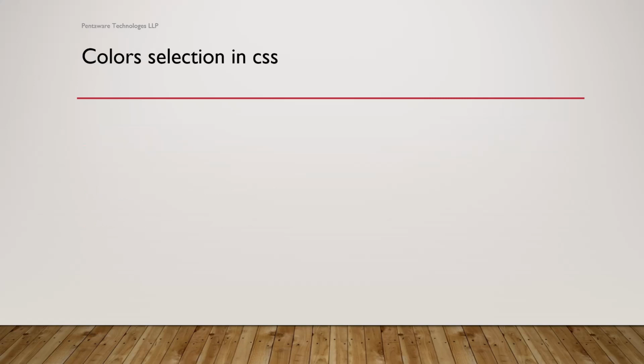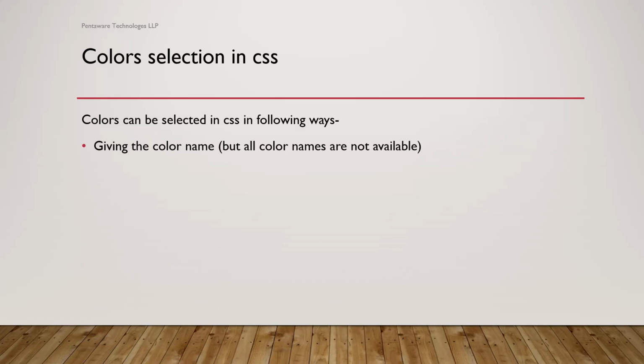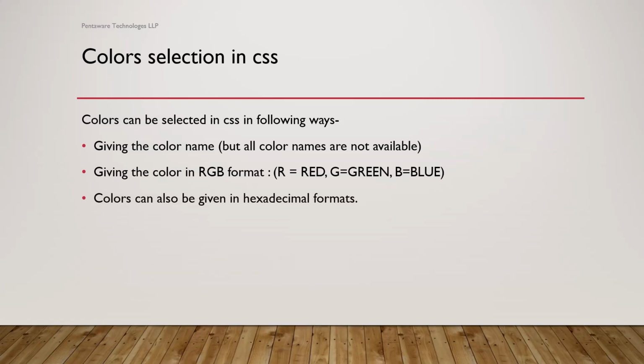Now, color selection in CSS. Colors can be selected in CSS in the following ways. First one is giving a direct color name, just like red, blue, orange, pink, just like we have been doing till now. Second one is the RGB format. If you are not aware of the RGB format, R stands for red, G stands for green, B stands for blue. Every color is a mix of RGB numbers. Each value can range from 0 to 255. We will see that in a bit. And you can also give colors in hexadecimal formats.